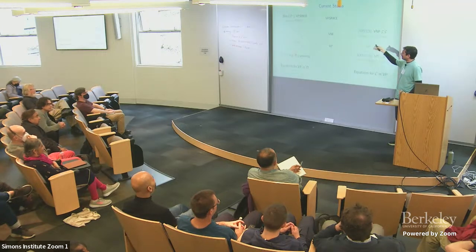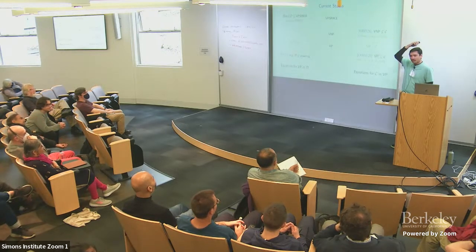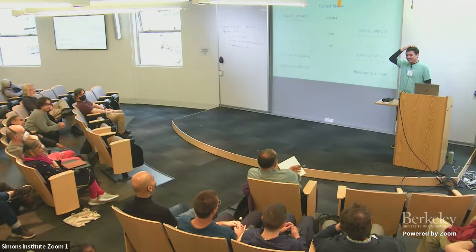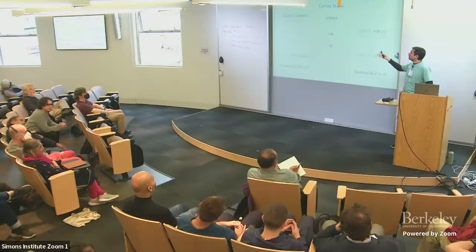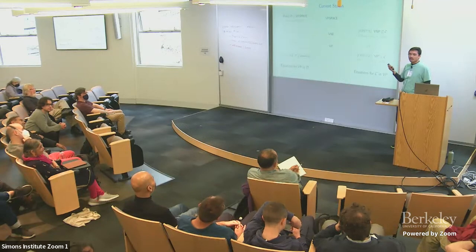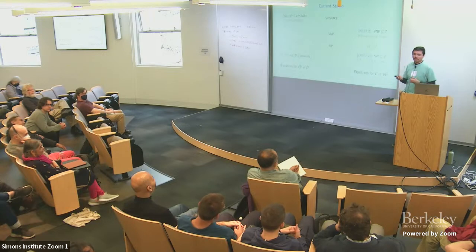It's not like there are too many classes known between VNP and VP. That's the problem. But what I mean by that is that I don't think we need the full power of C space to compute these coefficients.